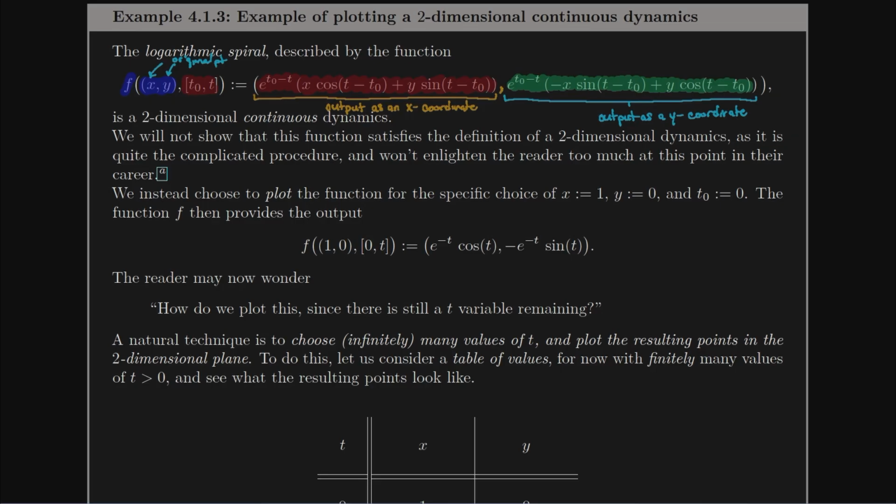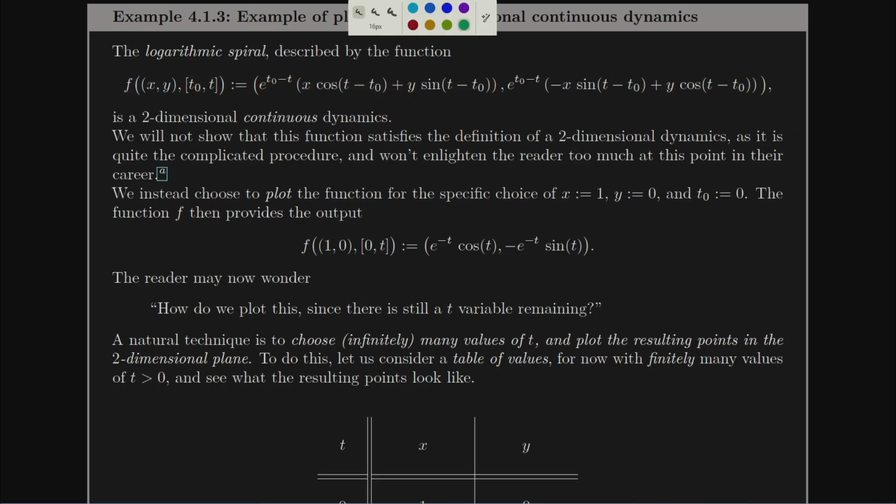And so that's how the dynamics, in our case, is going to look, and in this case, it is what we're calling a logarithmic spiral that you'll see later. If we actually want to plot this, we only have two dimensions at our disposal, and there would be infinitely many choices of initial positions that I could put in. So I'm going to make a very specific choice on the initial conditions: x is equal to 1, y is equal to 0, and my initial time is equal to 0.